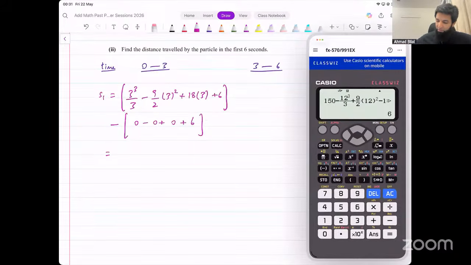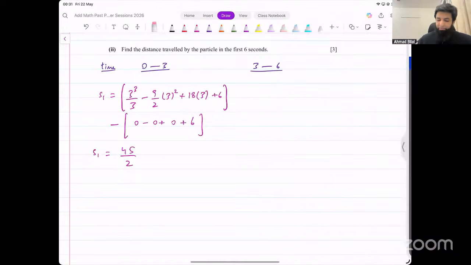What are you left with? 3 cube over 3, that's just 3 squared, which is 9. 9 minus 9 over 2 into 3 squared, which is 9, plus 18 times 3, plus 6 minus 6, they will get cancelled. And we are going to get 45 over 2. That's the displacement for the first part of the journey, from 0 to 3 seconds.